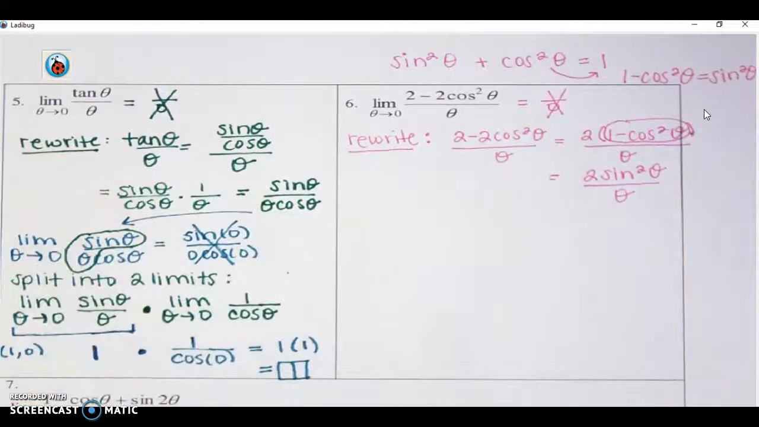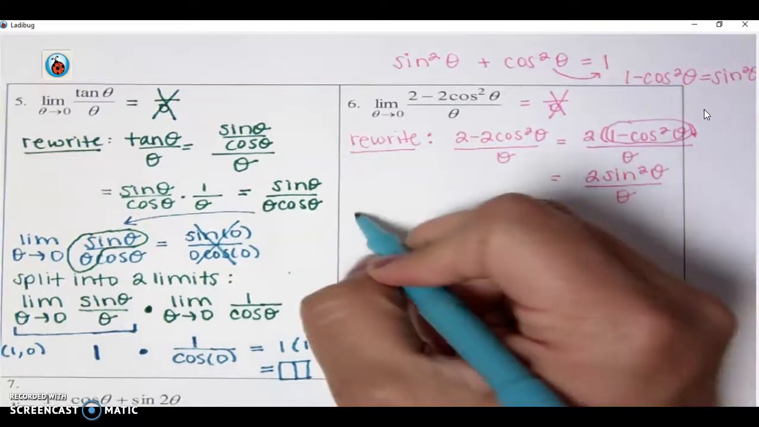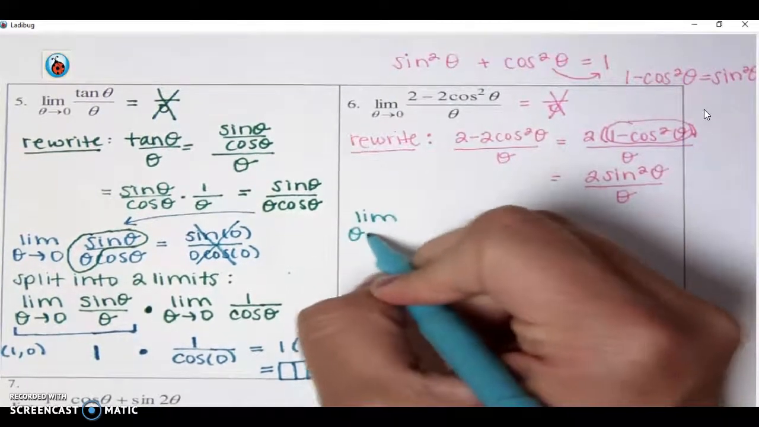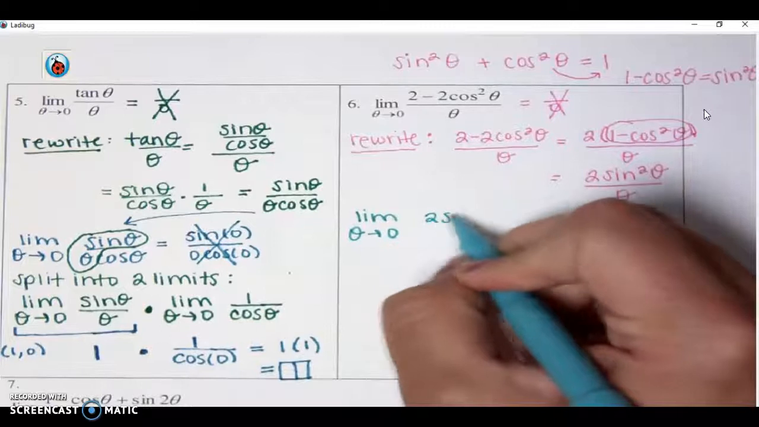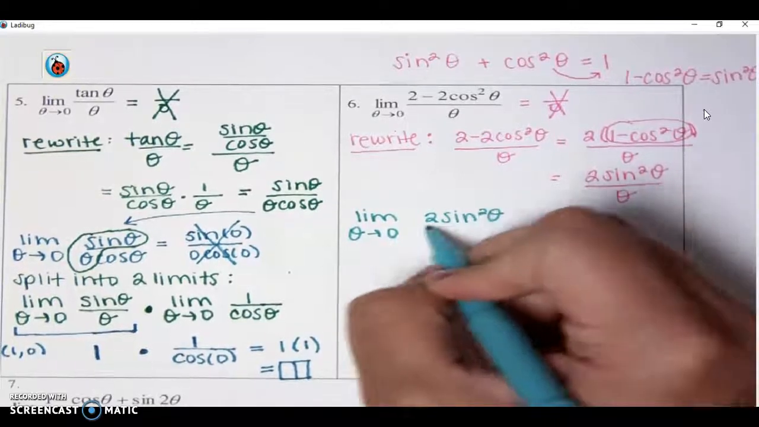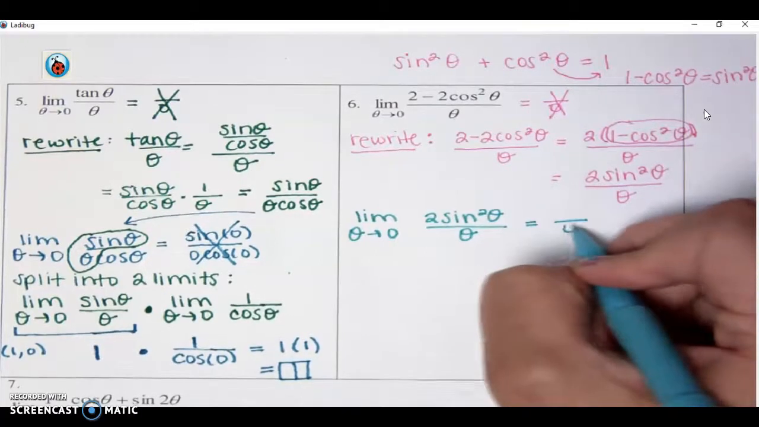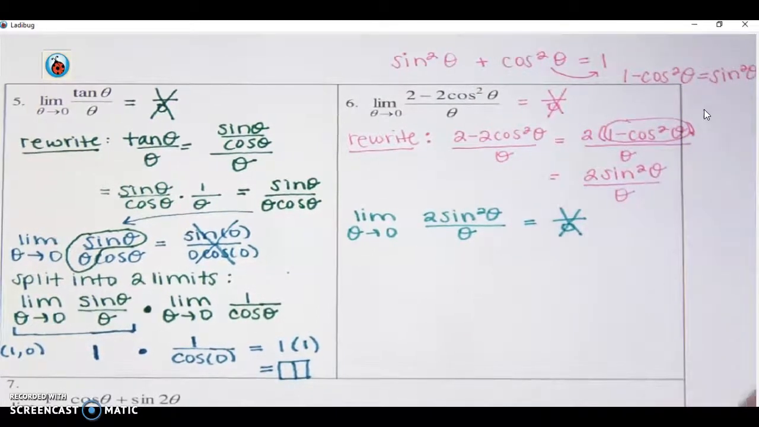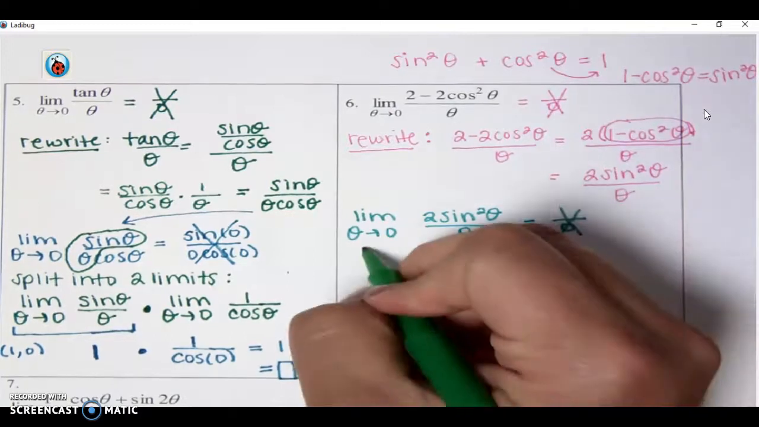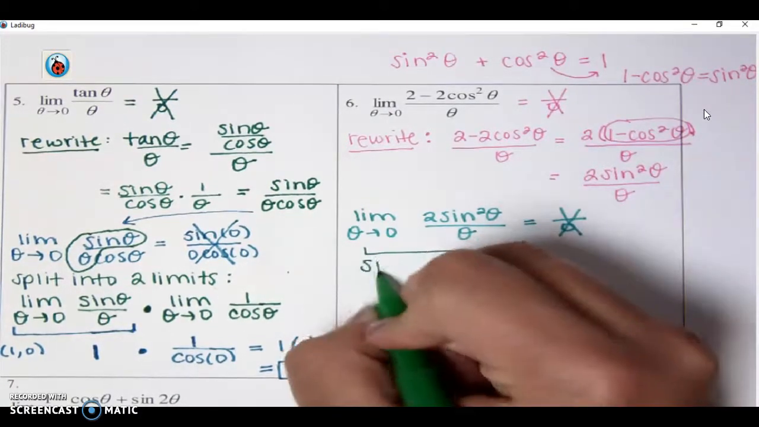So now that we've done that, we can come over here and we can do the limit as theta approaches 0. Well, that theta is still in the denominator, so that's still not going to work. Okay, so if it doesn't work, remember like on number 5, we split this into two limits. So we're going to try that.